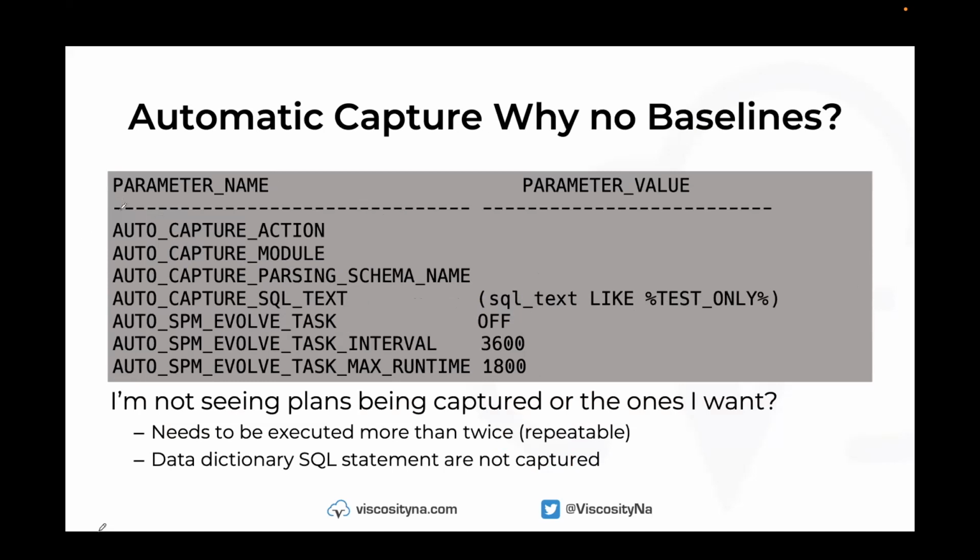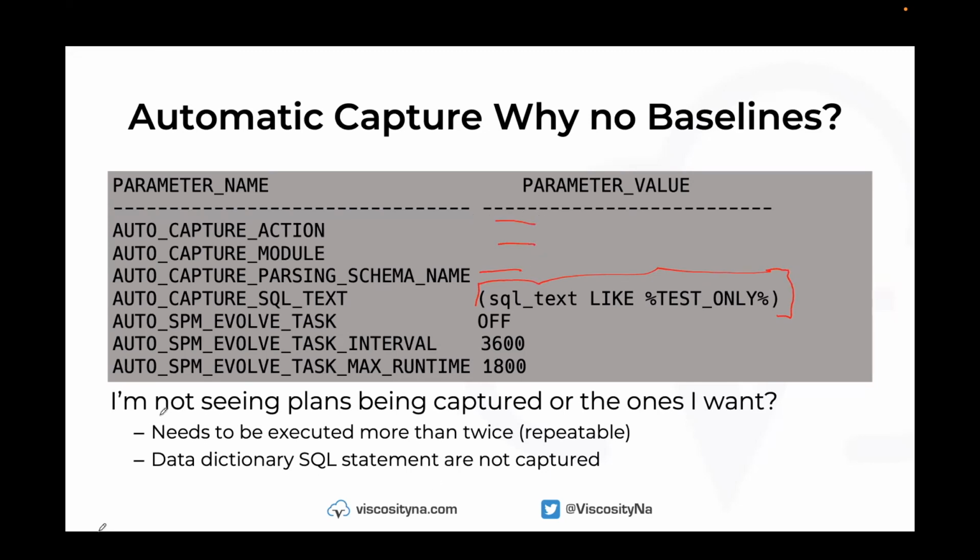If you turned on capturing and you're not getting baselines, here's a couple reasons why. Check your filters, right? So like here is that one where I said SQL text like test only. If I had done the false, it would say not like test only, right? So you can see what the filter looks like that it's running. You can also see if you're parsing by a schema, or if you've set a module. If you're using modules in your code, then saying that module at the session level means it'll capture for that module. The same with if you're using actions in your code.